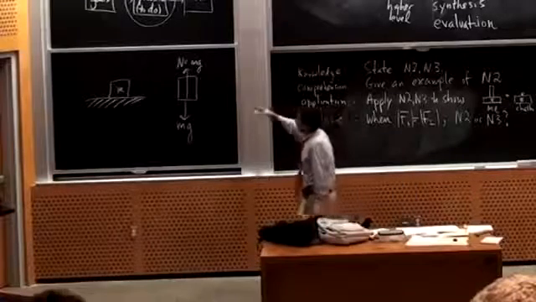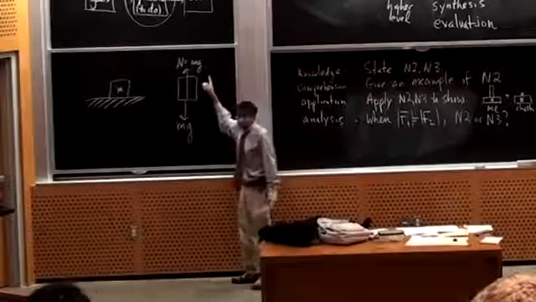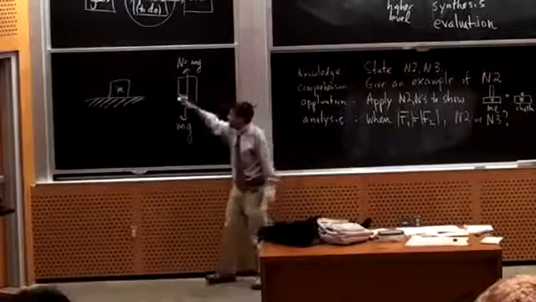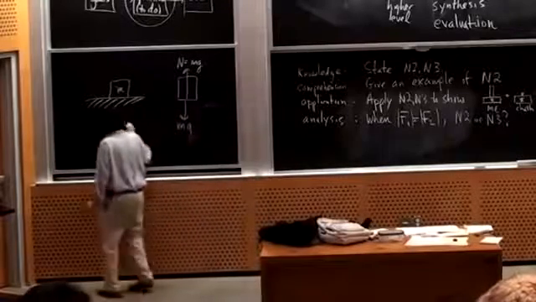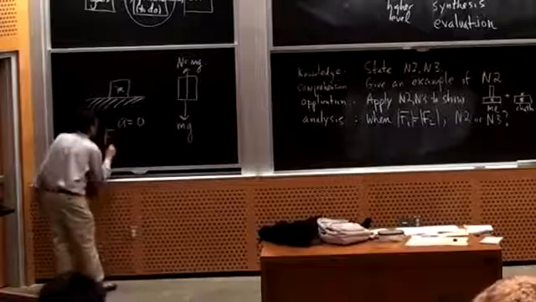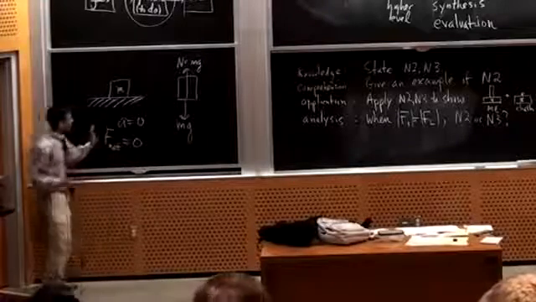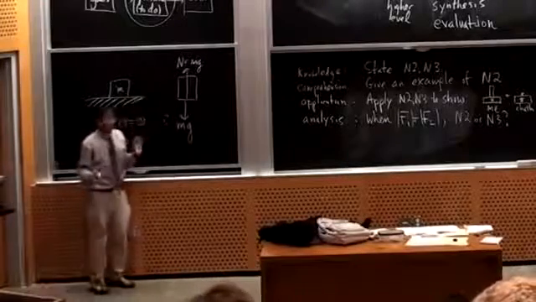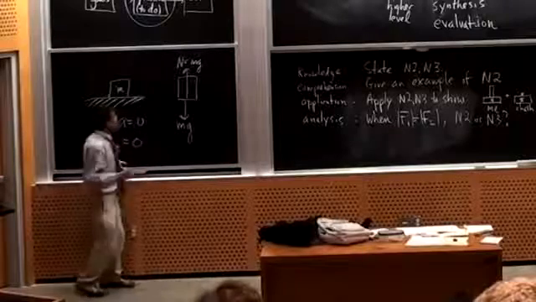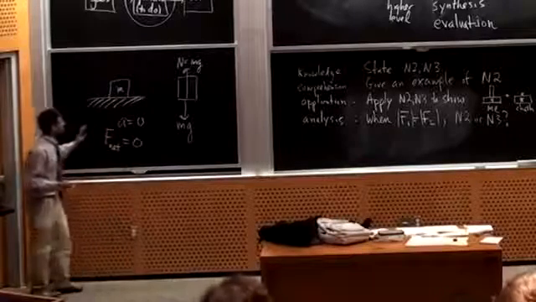So these guys are equal because A equals 0. So this thing's just sitting on the ground, A equals 0. So the net force is 0. So these two forces have to cancel. Okay, so that's Newton's second law.